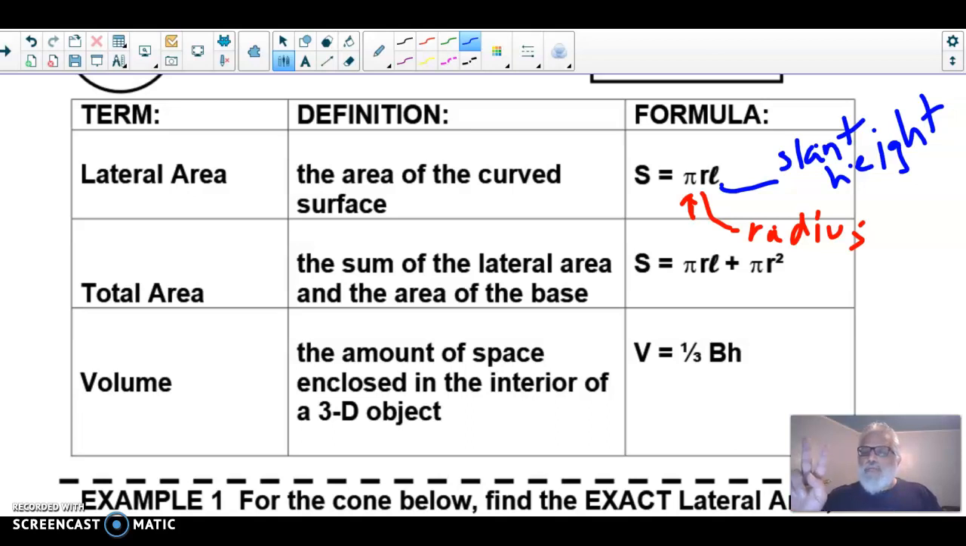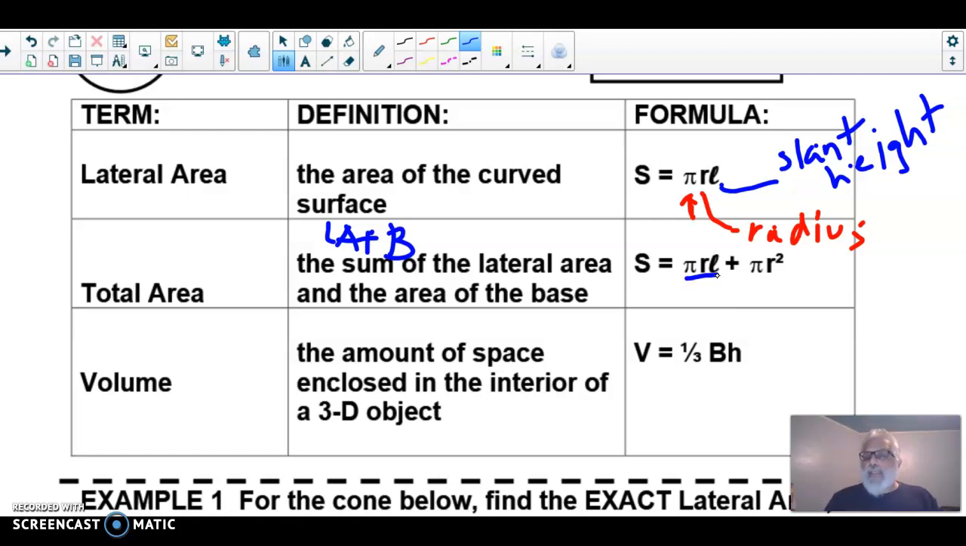The second formula is for the total area. And basically on the total area, you're going to take the lateral area, then you're going to add it to the area of the base. Now, the lateral area, we got, that's right there. That's the formula for the lateral area, pi RL. We just went over that.